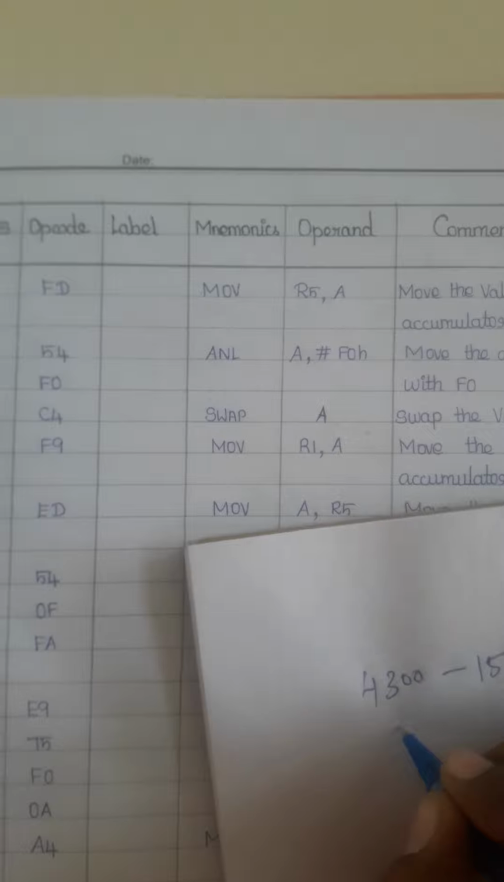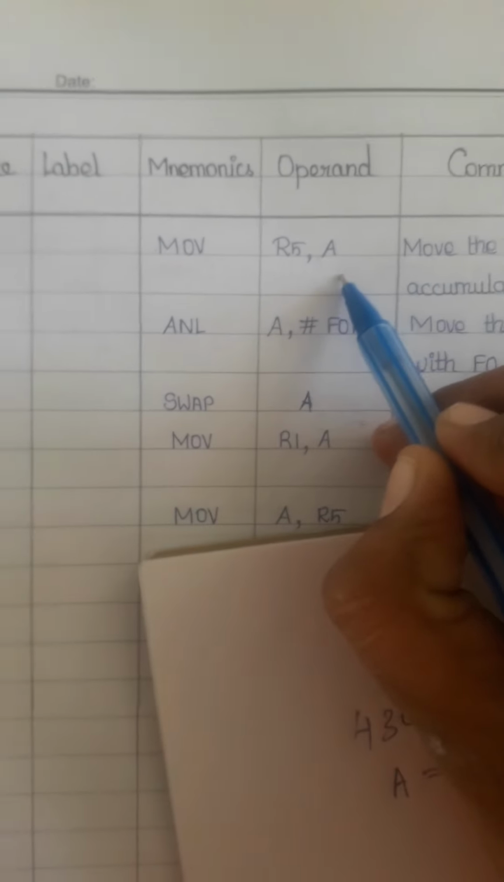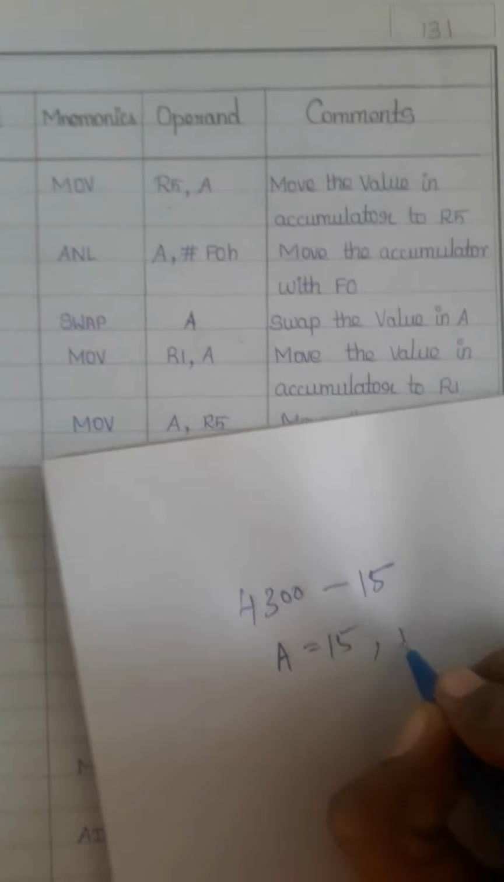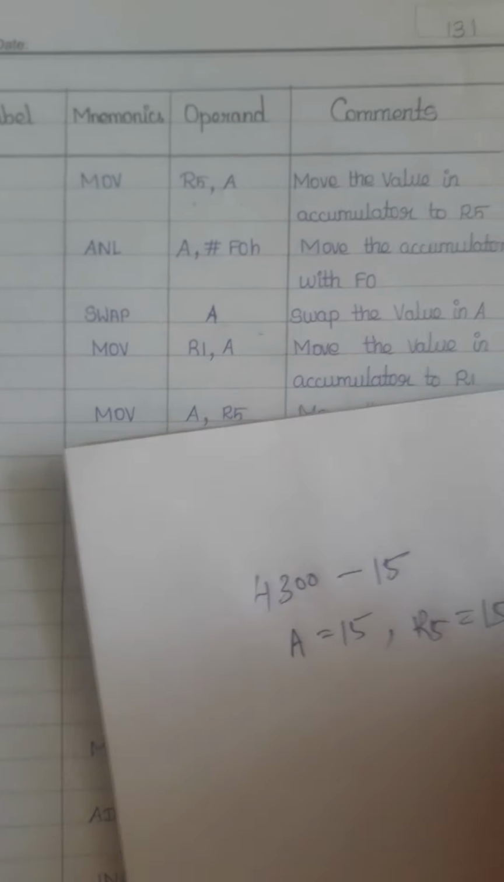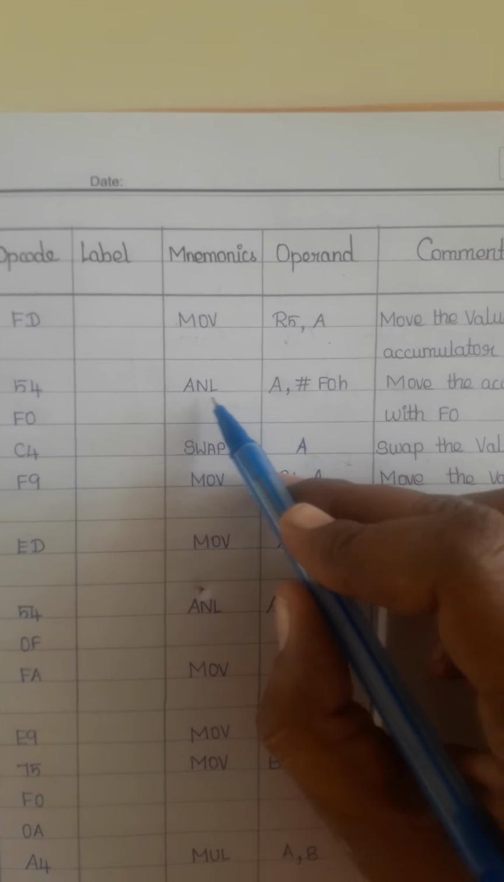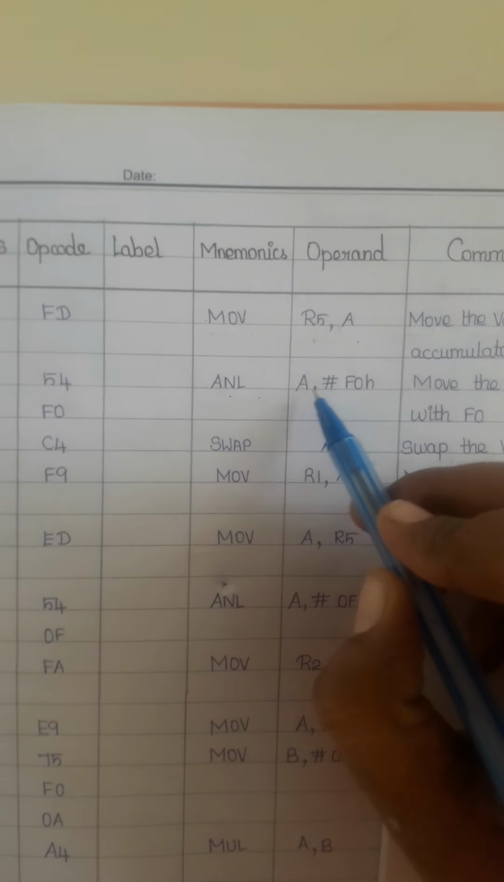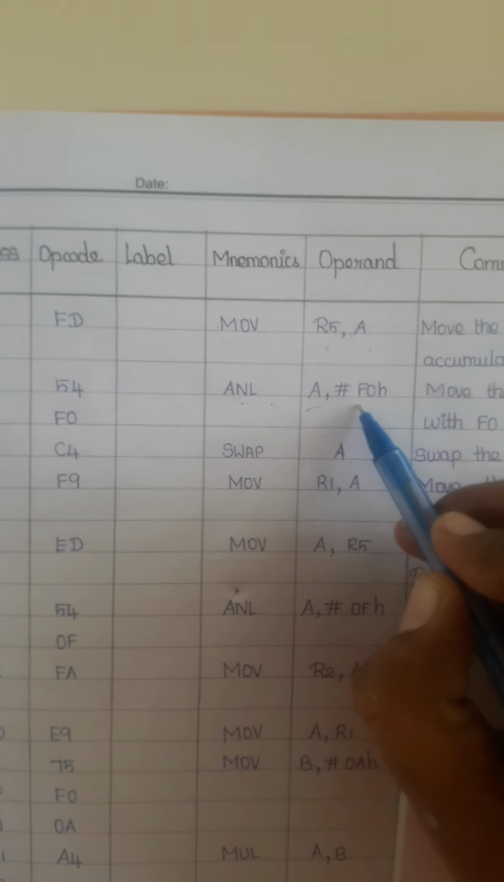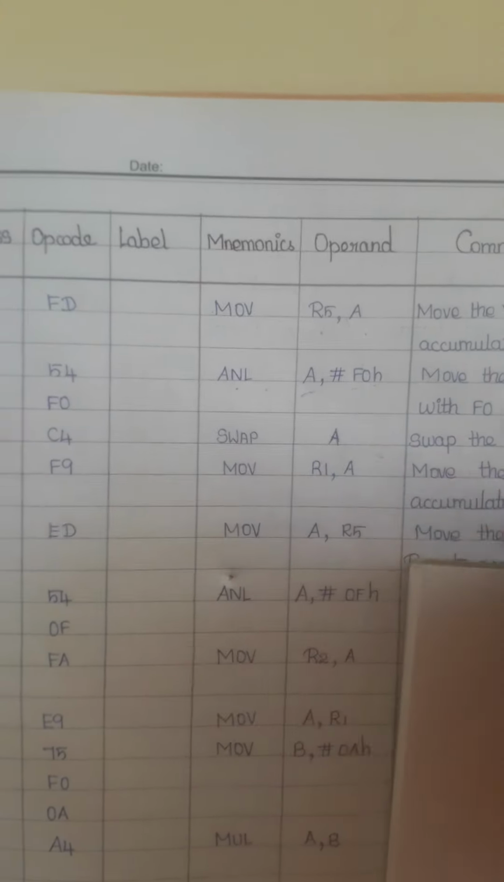So the accumulator contains 15. Then we are copying that data into R5 also, so now R5 also contains 15. Then we use ANL, which ANDs immediate data with accumulator data, so F0 will be ANDed with the accumulator data.